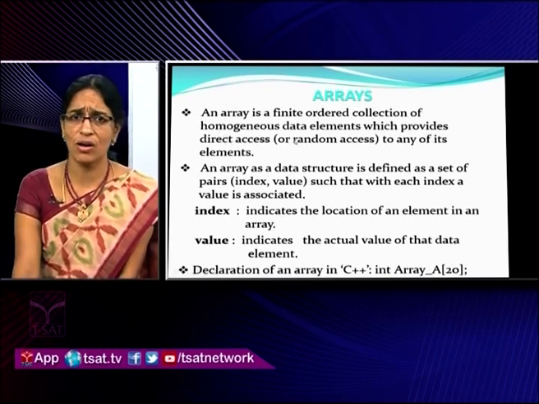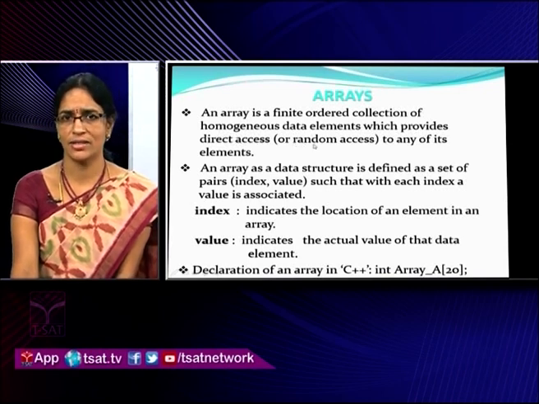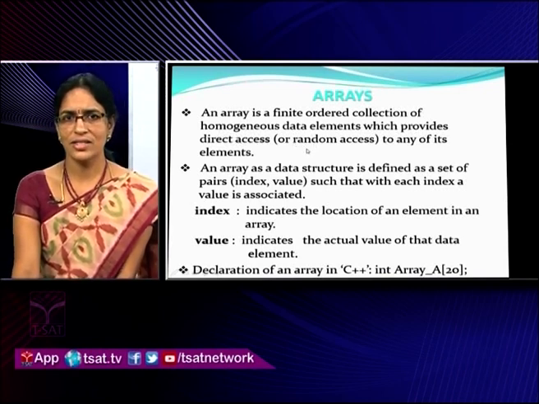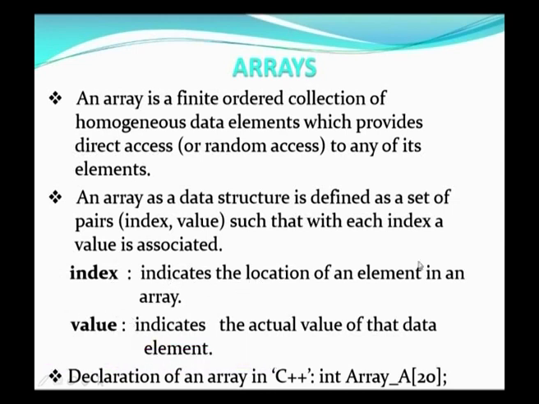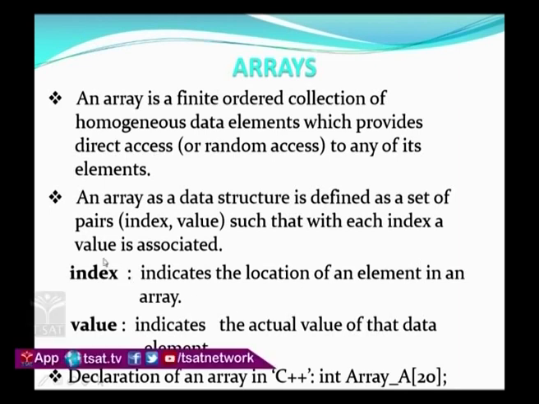Random access is also possible. Direct access or random access means whatever the ID you want to retrieve, you can access it directly through the index. An array as a data structure is defined as a set of pairs, index and value, such that each index is associated with one value. The index indicates the location of an element in the array, where that particular element is stored and retrieved through this index.